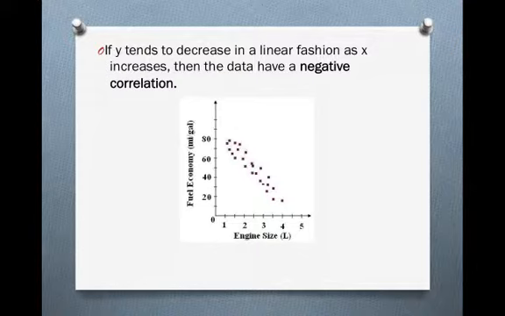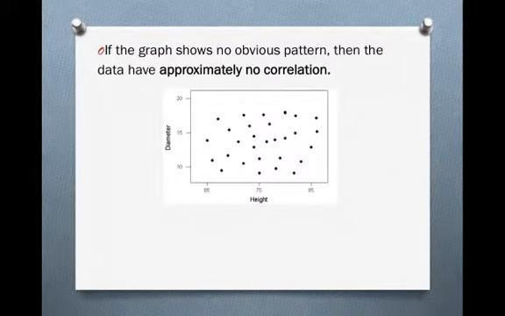Now, if the data are such that if you drew a line through the middle of it, the line would have a negative slope, then you've got a negative correlation. So if y tends to decrease in a linear fashion as x increases, then the data have a negative correlation. If the graph shows no obvious pattern, then the data have approximately no correlation, or a correlation very close to zero. Okay, a correlation of zero means that you don't have a linear pattern at all. In fact, you probably have just a big cloud of data where knowing anything about x doesn't really tell you anything about y.